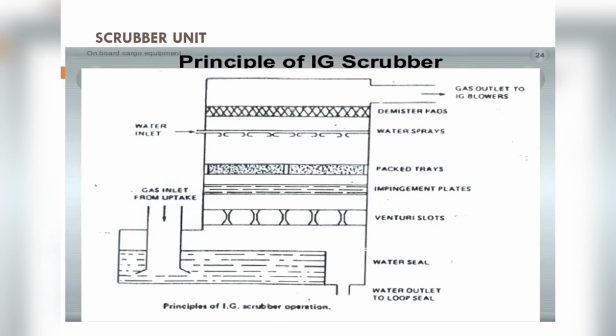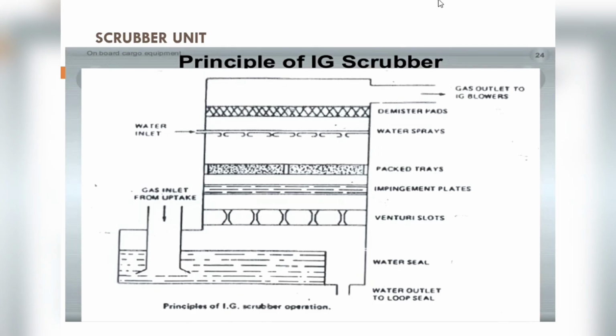After cooling in the impingement plate, the gases pass through the packed tray. Here all the sulfur dioxide, particulate matter, very small tiny solid particles are absorbed and removed. Once it passes through the packed trays, the moisture level increases, as the gases come in contact with so much water. After the third stage, the gas is already cooled and cleaned, but the moisture level of the gases has gone up.